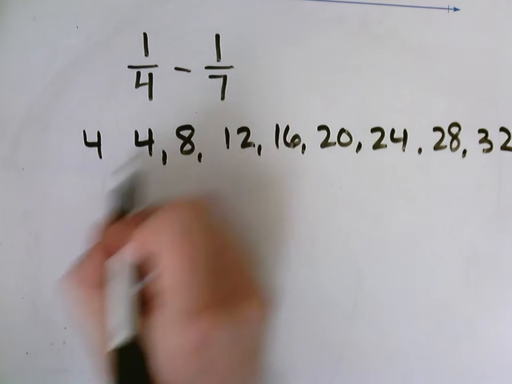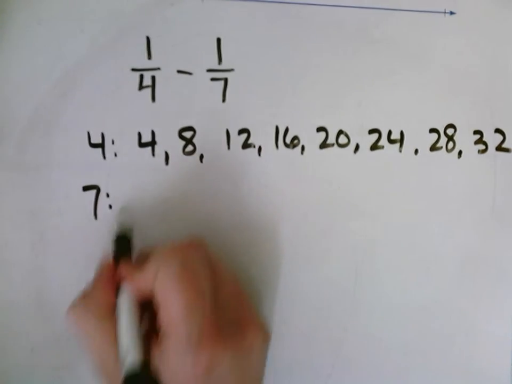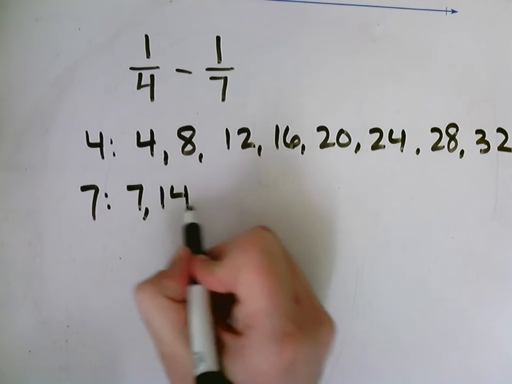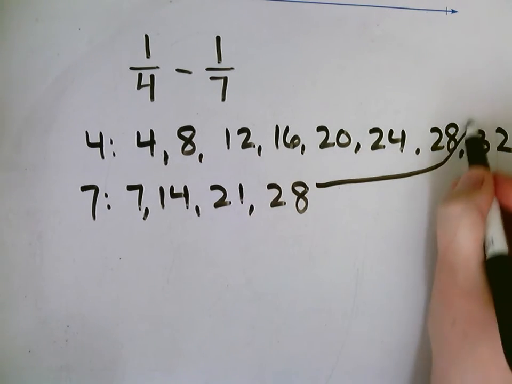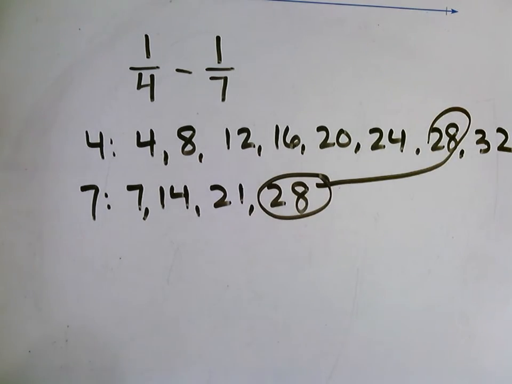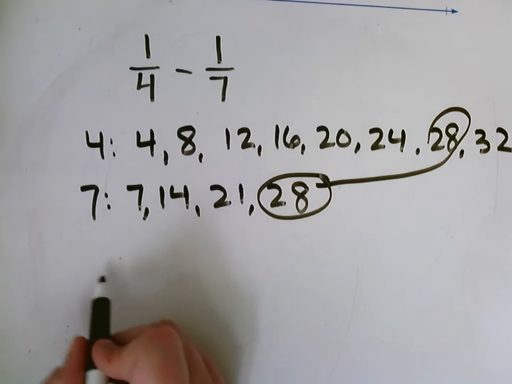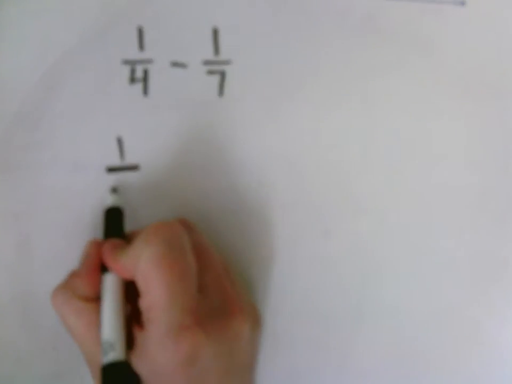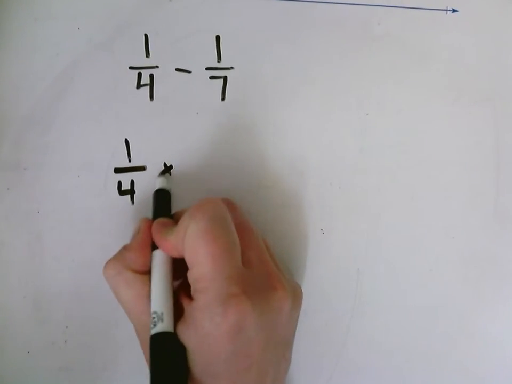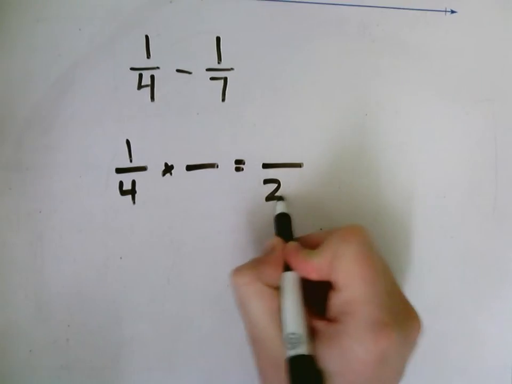Let's count by 7s to find the multiples of 7. 7, 14, 21, 28. Oop, there's my 28. I'm going to use 28 as my common denominator. Let's rewrite our fractions, find the equivalent fractions with 28 as their common denominator.